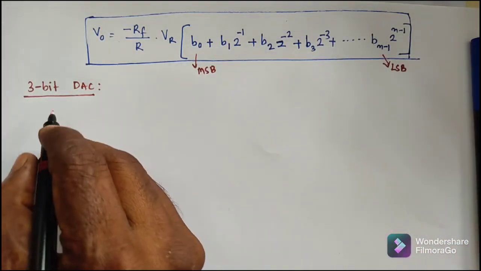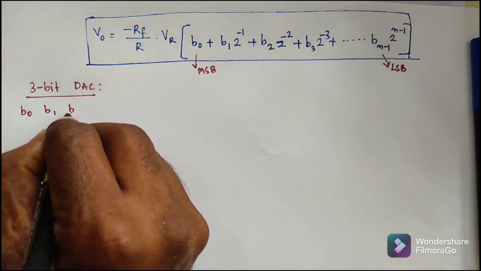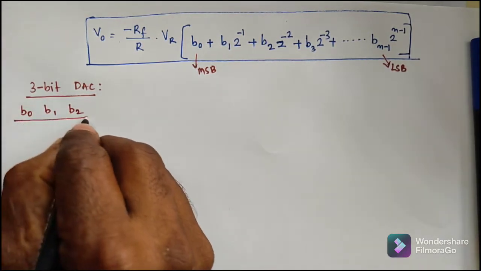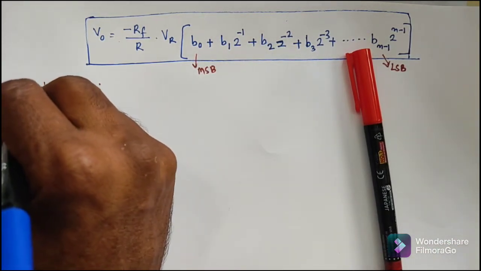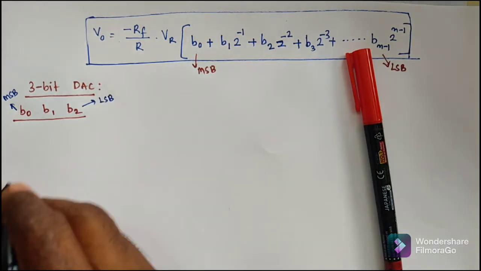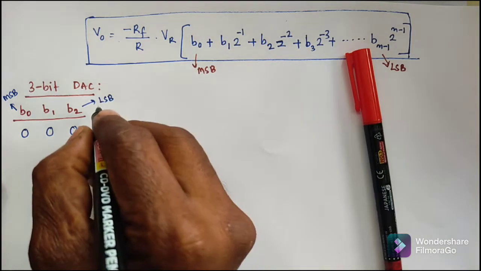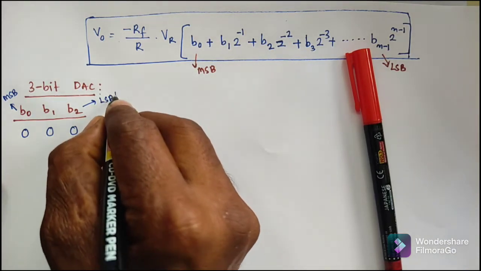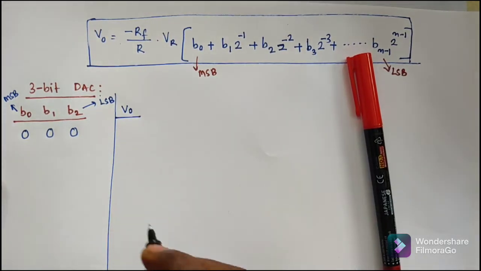Now, for 3-bit, it can be represented as B0, B1, B2. We have 3 bits, so this one is the MSB bit and this one is the LSB bit. If you take samples 0, 0, 0, then you will get the total output for this output function.